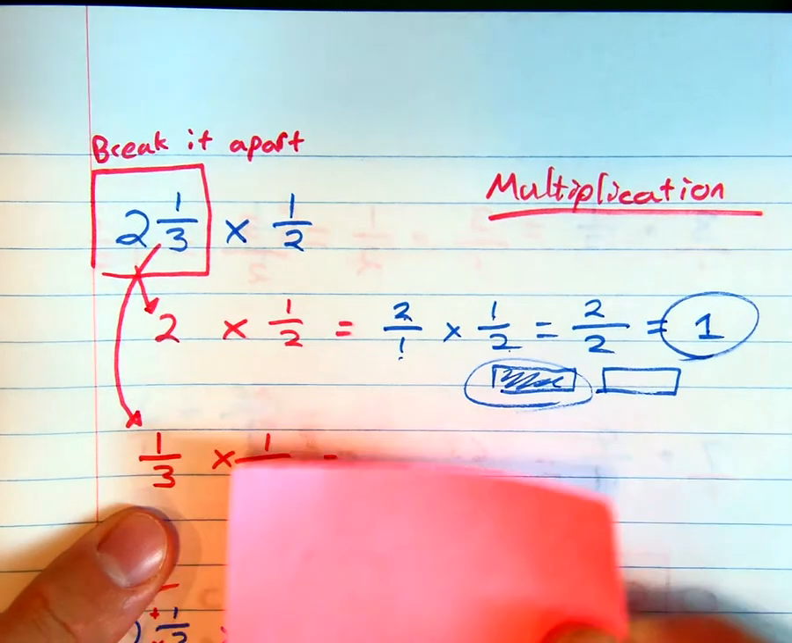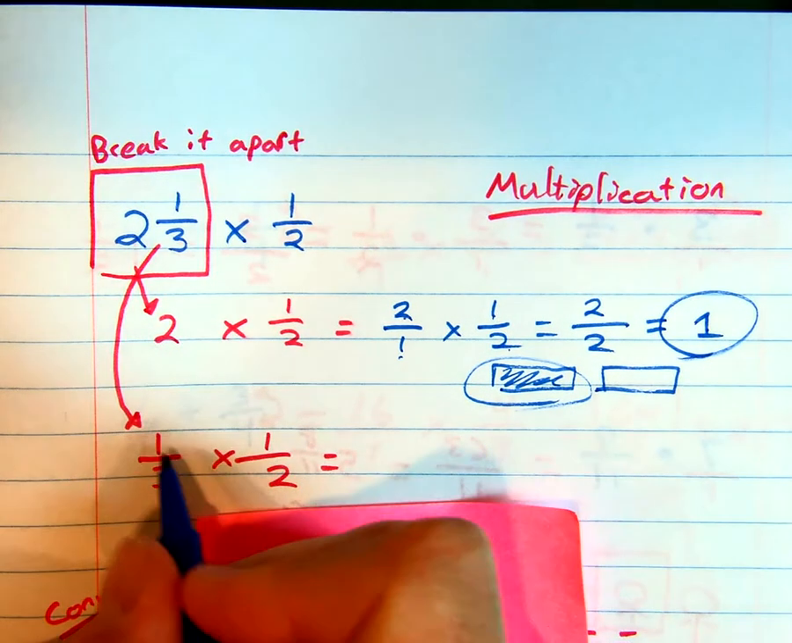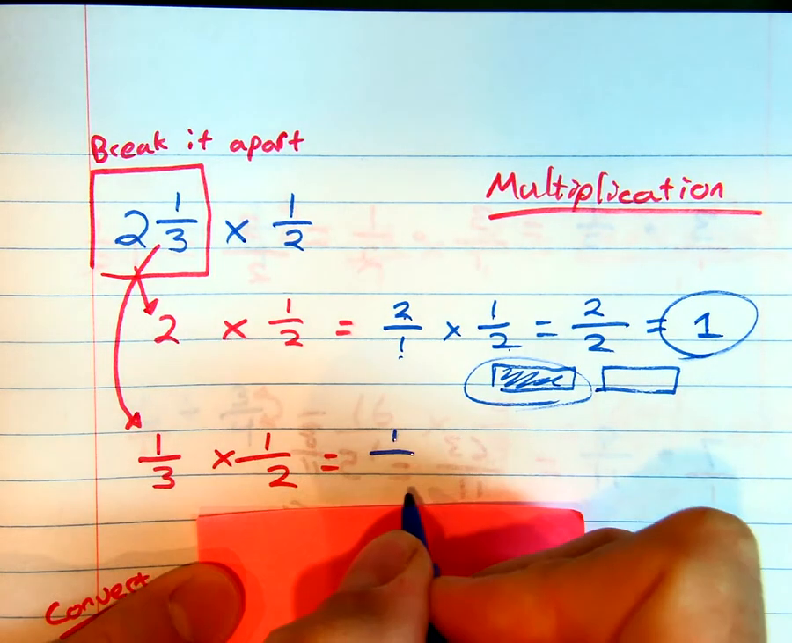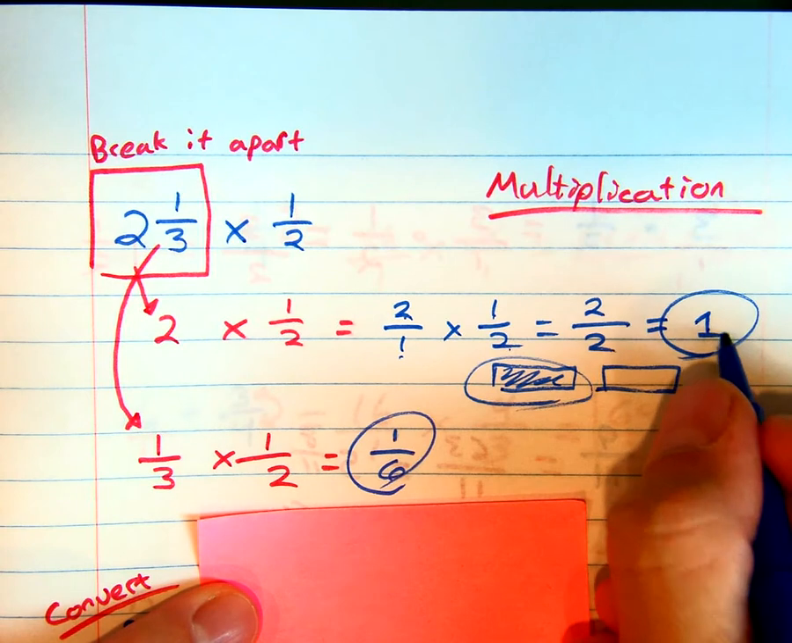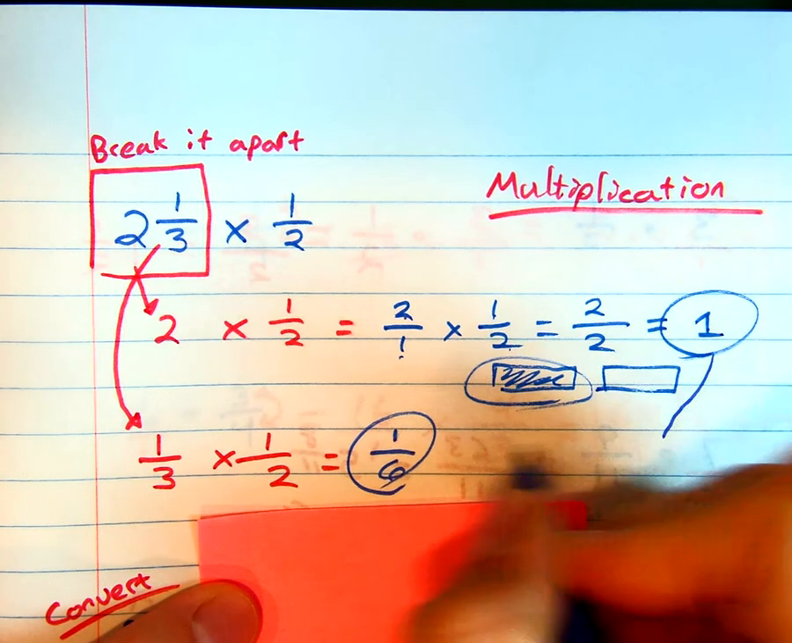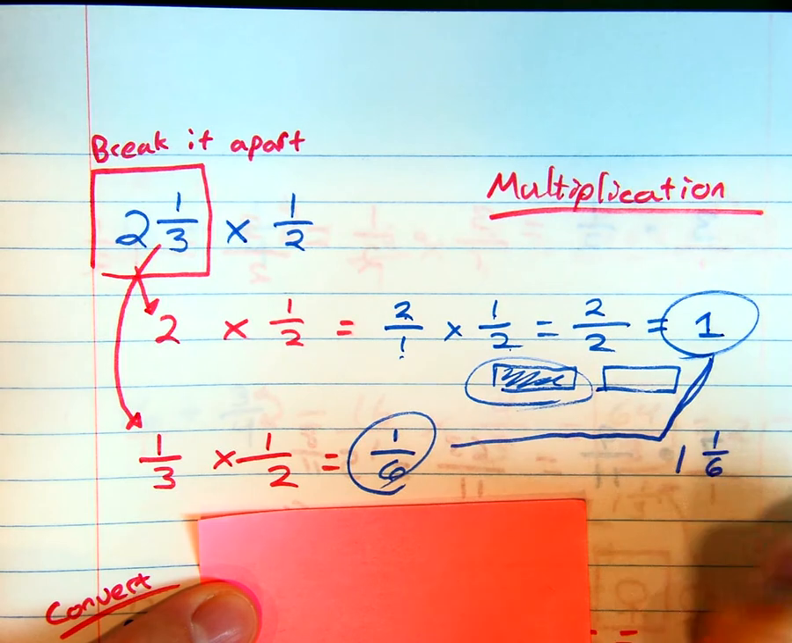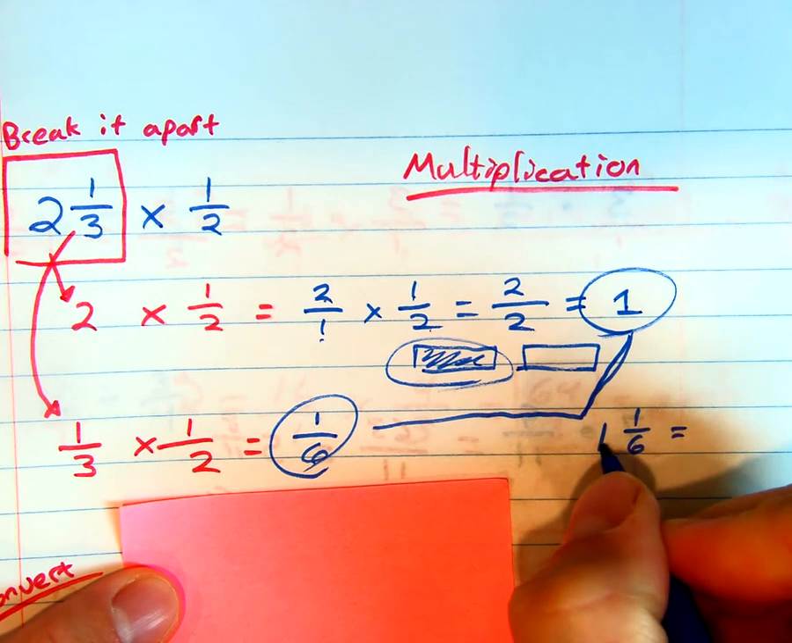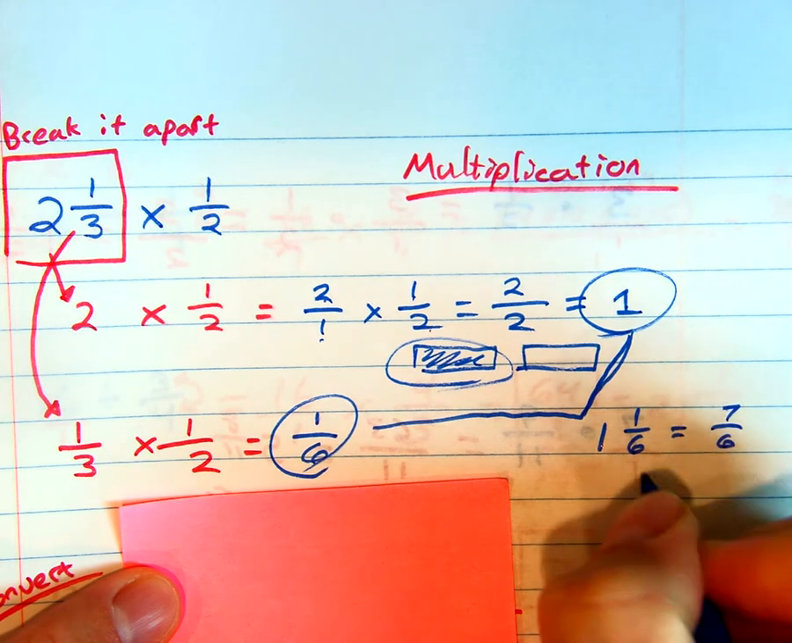Next, we can do a third times a half. This one's really easy. 1 times 1 is 1. 3 times 2 is 6. And we can put those two together, our 1 and our 6. Let's bring them together. We'd have 1 and 1/6. Also, this could be written as 6 times 1 plus 1, 7/6. Either of these two answers would be correct.